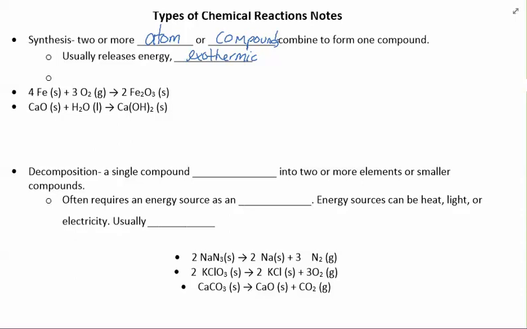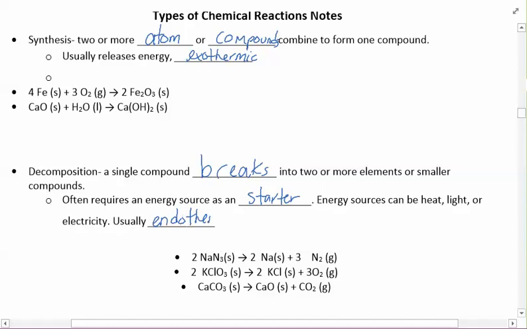The next one is kind of the opposite. So we have a synthesis versus a decomposition. A decomposition is breaking apart a single compound. So a single compound breaks into 2 or more elements or smaller compounds. Often this requires an energy source to start the reaction. Energy sources can be heat, light, or electricity. There also can be catalysts used here. But this is usually an endothermic process.